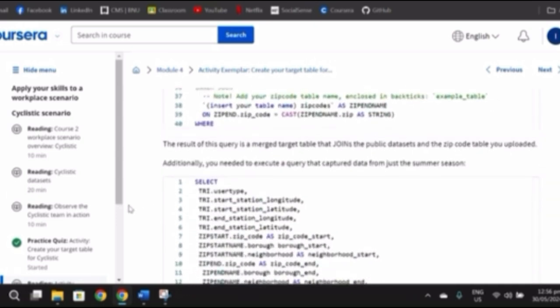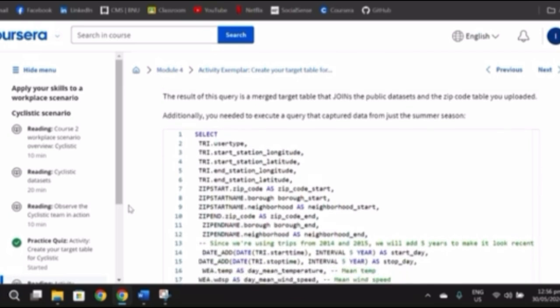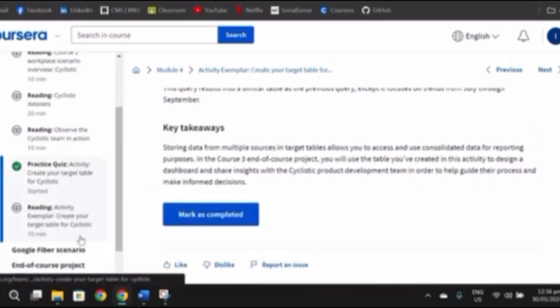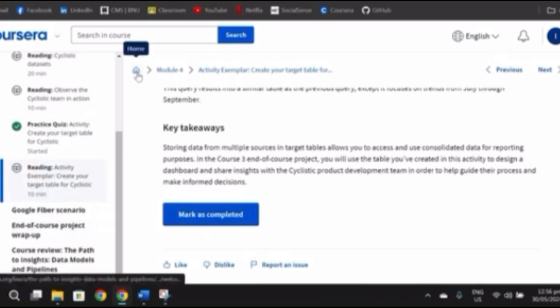This course once again had a course project, and I went ahead with the cyclist scenario, in which basically first we had to run the SQL query given to us.